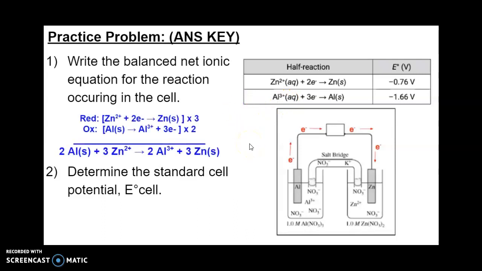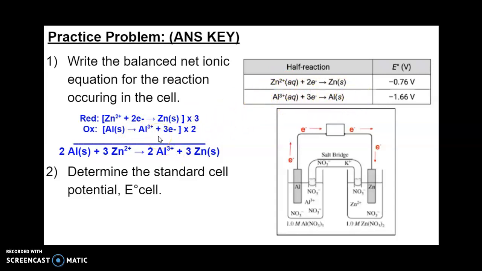We can see that zinc is being reduced from 2+ to zinc solid, and that reduction is happening at the cathode. So this equation we're just going to take directly from the half reaction and use that. The oxidation, however, we need to flip the direction of the reaction, because currently it's being shown as a reduction, but it's being oxidized.